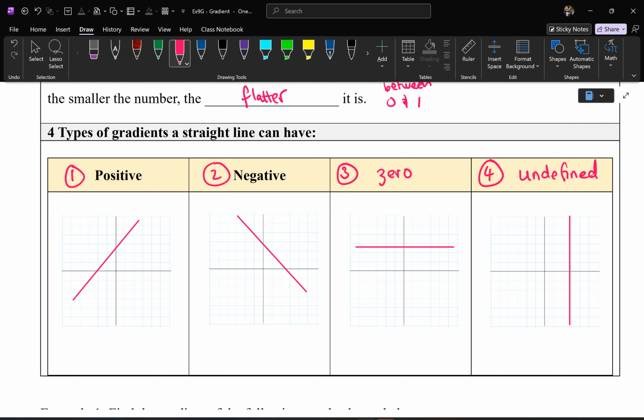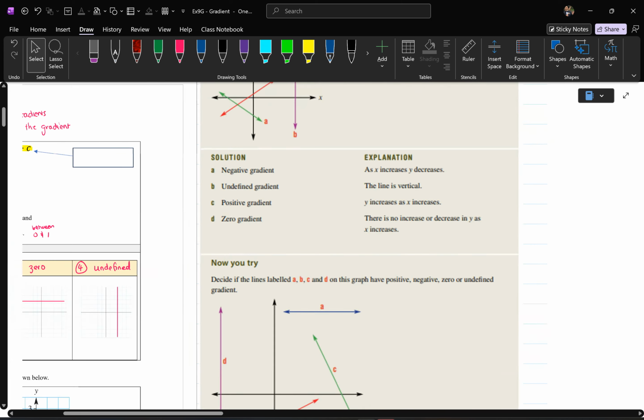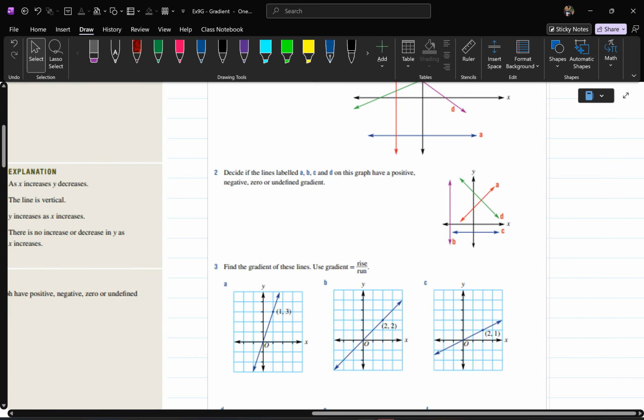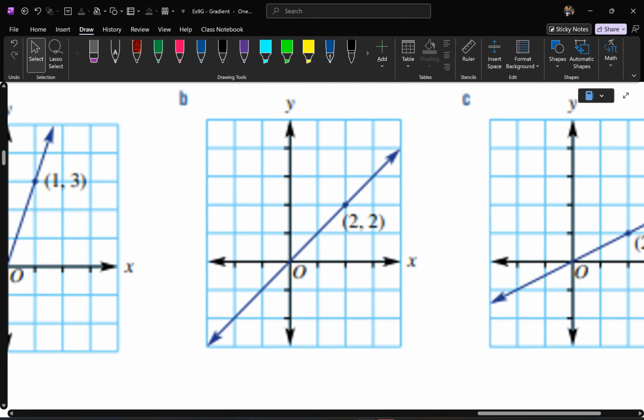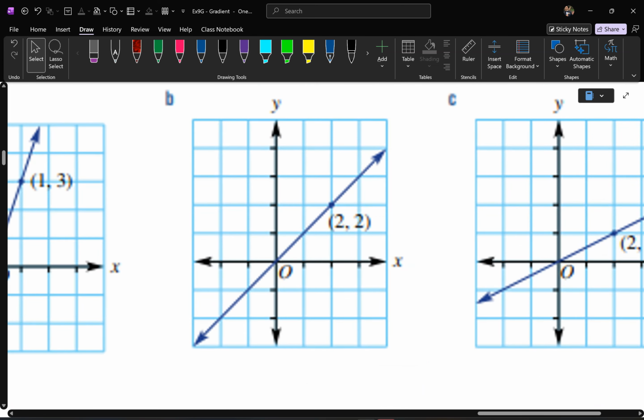So the first skill is I need you to be able to determine the types. You ready? Copy that down? Good? All right, I'm going to test you now. I'm going to call out a couple of students. Here we go. Let's flip over to the exercise. So I'm going to pick this one, B. What type of gradient is this graph showing, or this line showing?